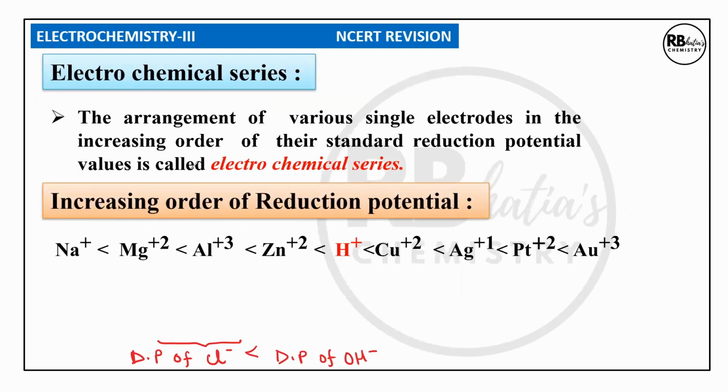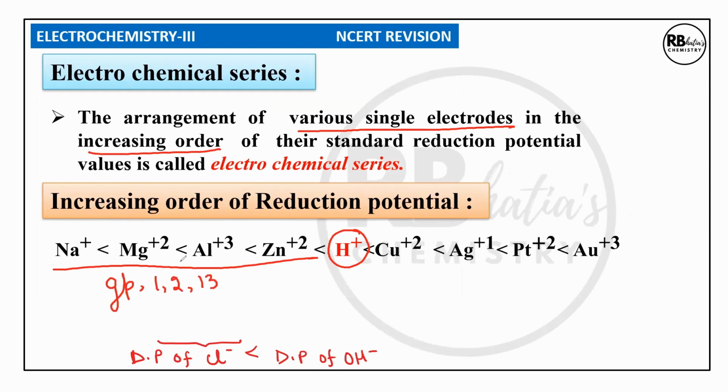This is writing down once again the arrangement of various single electrodes in the increasing order of the standard reduction potentials. So I'm just summarizing what we've just studied. This is H plus. These are group 1, 2, and 13 metals roughly. This is 12, right? These have a lesser standard reduction potential than hydrogen. So in comparison to these, hydrogen gets reduced. But if we compare these, CHAPA metals have a higher reduction potential than hydrogen.